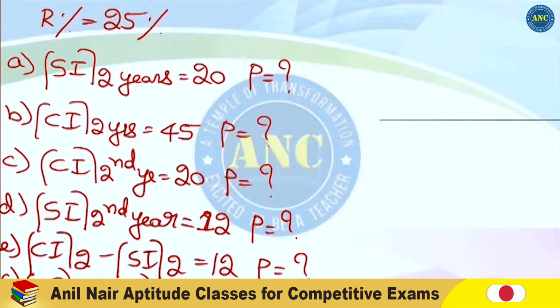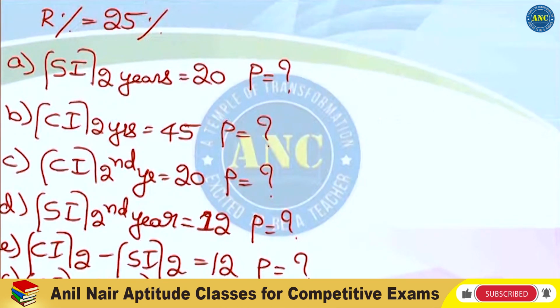R percentage is 25%. SI for 2 years is 20. Find the principal. CI for 2 years is 45. Find the principal. CI for the second year is 20. Find the principal. All the questions without any single formula. Let us solve all the questions in less than 20 seconds.